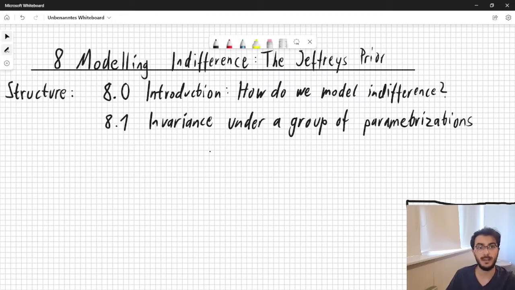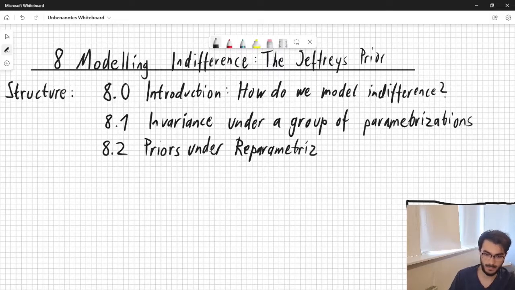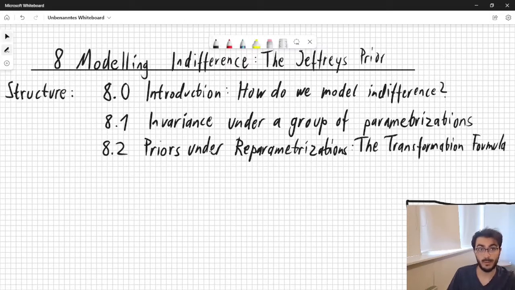Therefore, I need to introduce the transformation formula, which is a quite common result. If you've had a couple of analysis courses, you probably know of it. And I'm going to talk about the version for distributions. I'm going to use this formula to show that we have a real problem with most choices for kind of indifferent priors, and that we actually need a mechanism to choose such a prior.